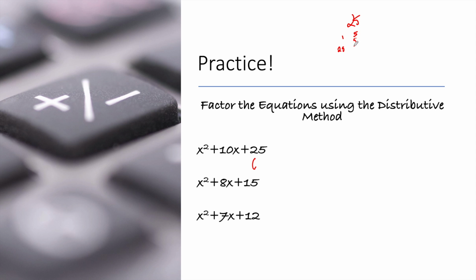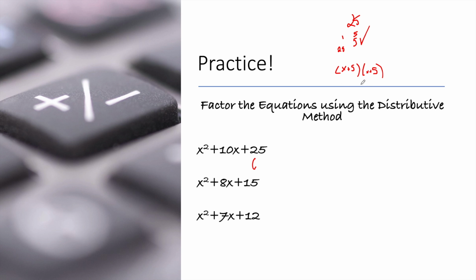Now we need to test one of these pairs. One of these has to add to 10 and multiply to 25. All these multiply to 25, so we just need a pair that adds to 10. 1 and 25 add to 26, so that won't work. 5 and 5 add up to 10, so this does work. Here's a good pair. Next, we add x in front. So we have x in front of one, x plus 5, and x in front of the other, x plus 5.